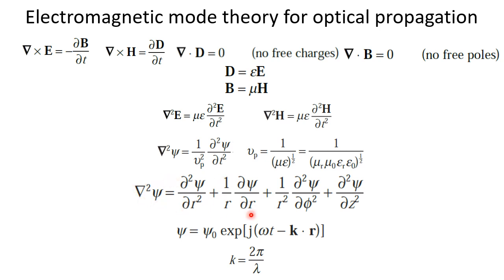Why are we using cylindrical coordinate system? Because the fiber itself is cylindrical in shape. So it will be easier for us to solve this wave equation in cylindrical system. So this is a standard equation and there is a standard solution. So psi equal to psi 0 e to the power j omega t minus k dot r, where k is the wave number 2 pi by lambda.